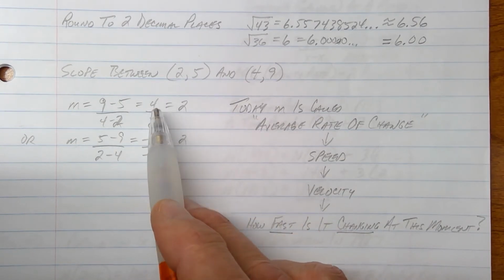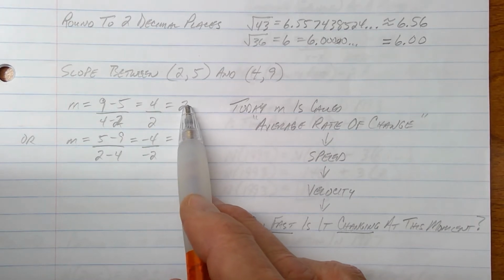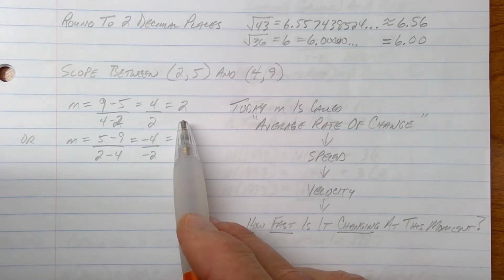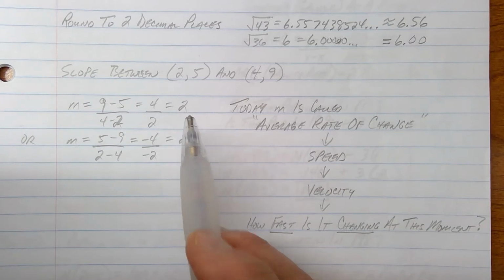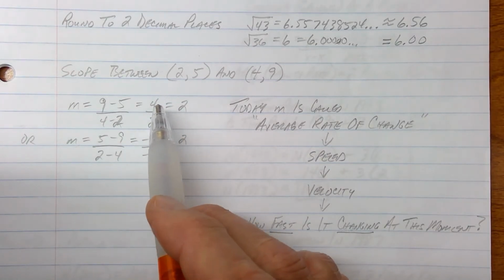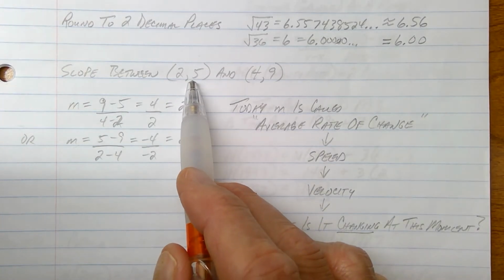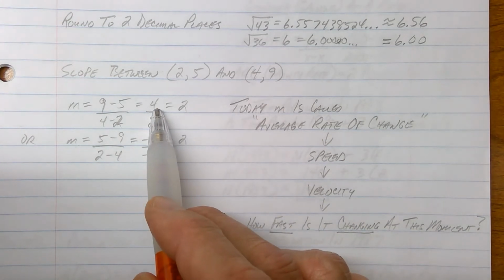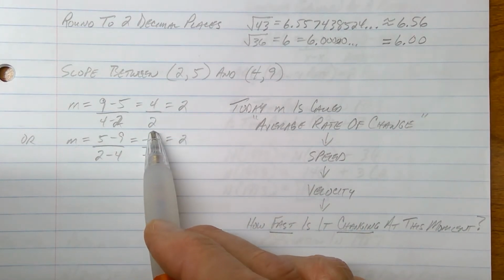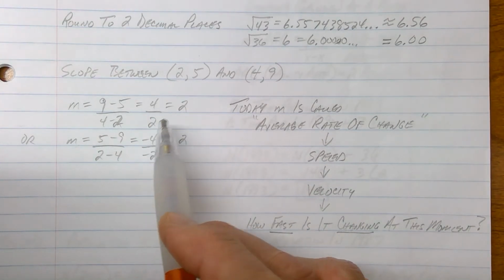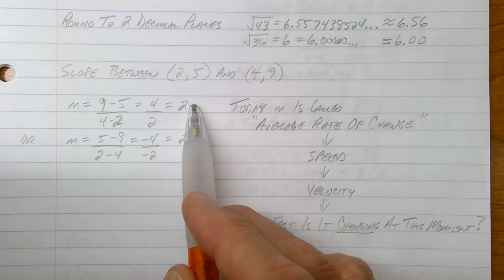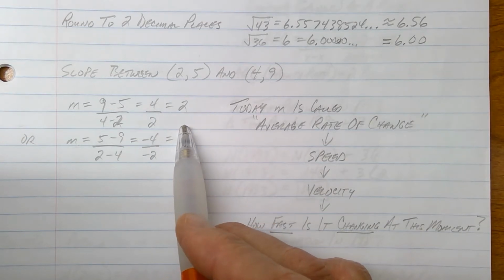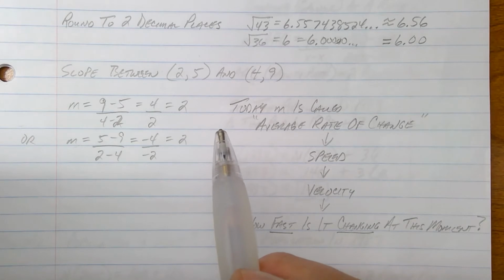So this simplifies to 4 over 2 or 2 over 1. Now if it's over 1, we don't write over 1 because we're lazy, but they mean the same thing. This line that goes from this point to this point is going to go 4 steps up for every 2 steps it goes over. Or saying that simpler, it goes 2 steps up for every 1 step it goes over. It's a pretty steep line.